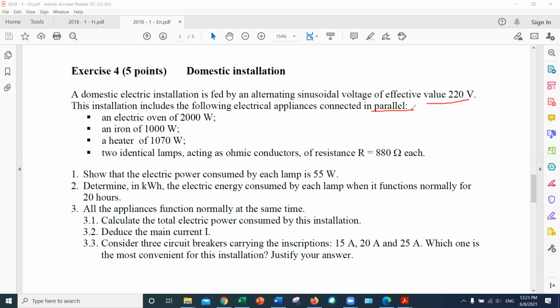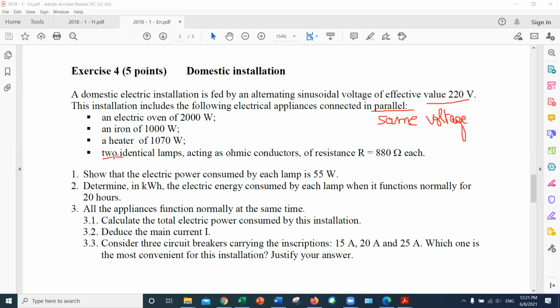When they are in parallel, they have the same what? Same current or same voltage? Surely same voltage when they are in parallel. If they were in series, we would have said same current. So an electric oven of 2000 watts, the iron is 1000, the heater is this much.